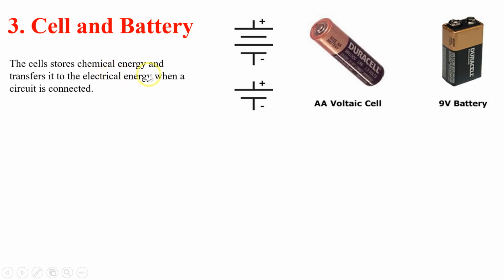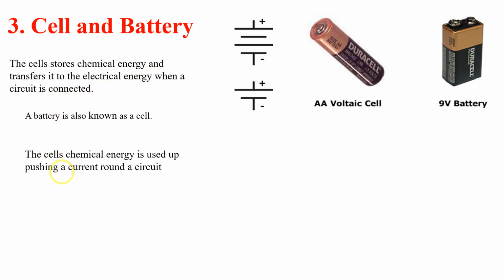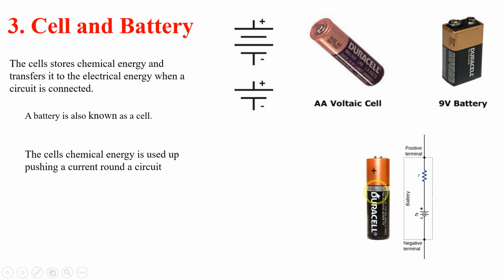The cell stores chemical energy and transfers it to electrical energy when a circuit is connected. The basic purpose of a cell or a battery is to store chemical energy and convert it into electrical energy in the circuit. A battery is also known as a cell. The cell's chemical energy is used up pushing a current around a complete circuit. You can see over here that each cell or battery has a positive and negative terminal.